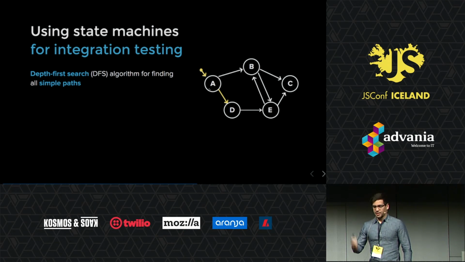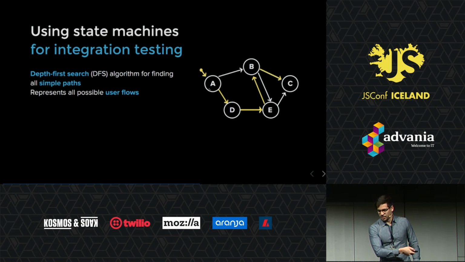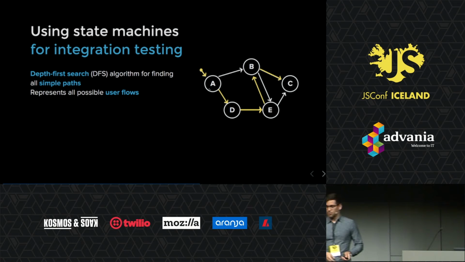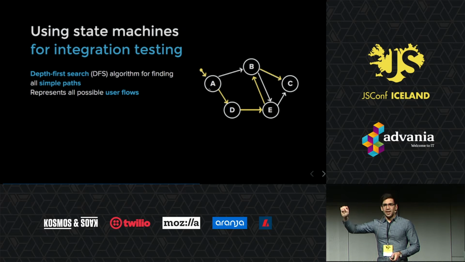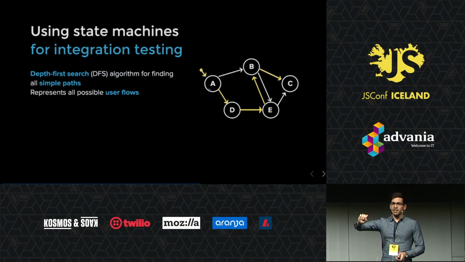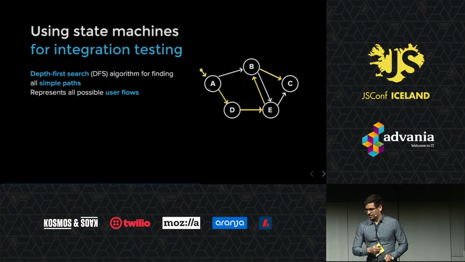You sort of do, they're really helpful. And so these represent all the possible user flows. So you could imagine that a user getting from state A to state C might not take the easiest route. They might not go A, B, C. They might take a longer route to get all the way to C.